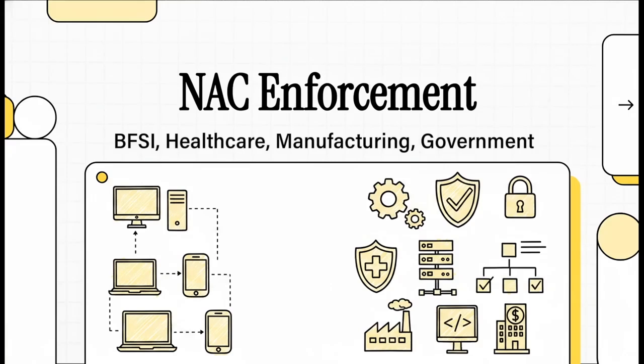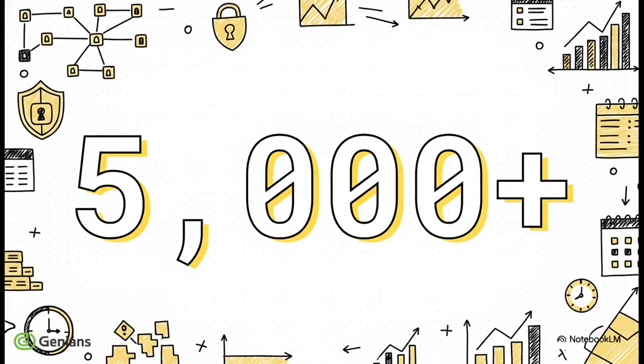All right, let's get right into it. Today, we're looking at how network access control, or NAC, enforcement gets configured in different industries. You'll see that the setup is a direct result of two things: what devices are actually on the network and the specific compliance rules that industry has to meet. So where does this analysis come from?